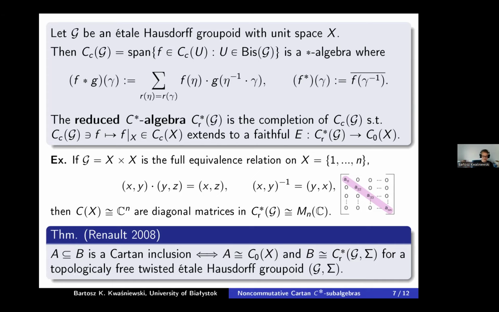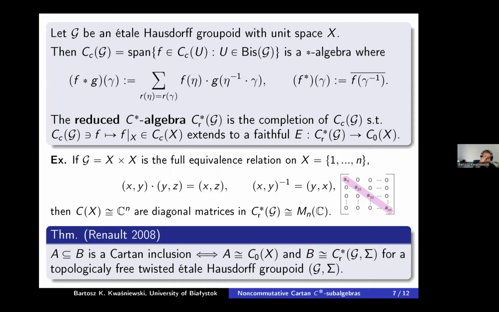So this topological freeness is exactly what is needed for being maximal abelian again. And moreover, this groupoid and the twist are uniquely determined by the inclusion, meaning if you have two isomorphic inclusions, then these groupoids are naturally isomorphic. So in this way, this is a bijective correspondence.